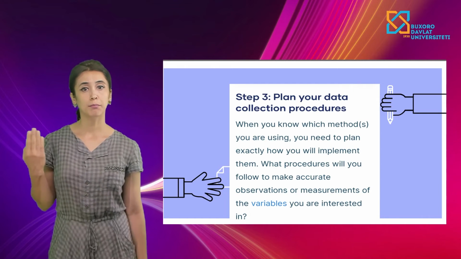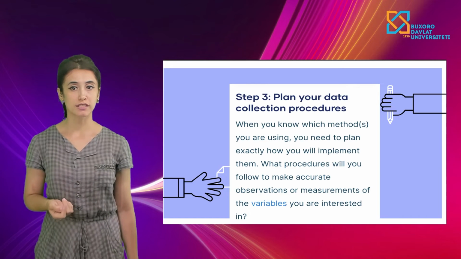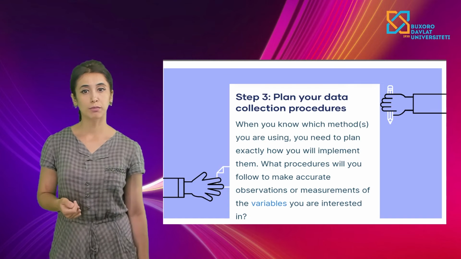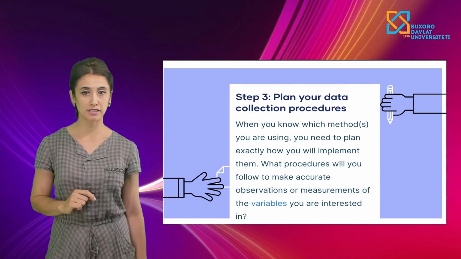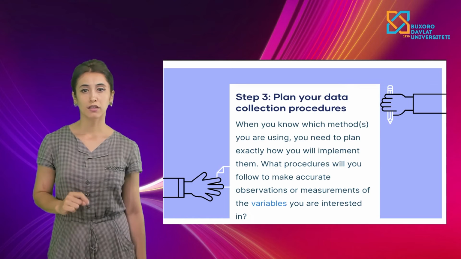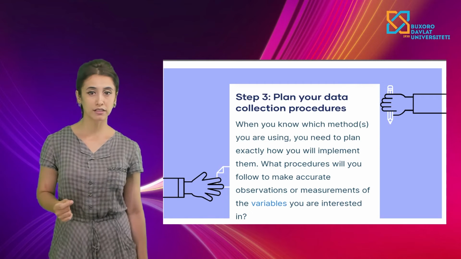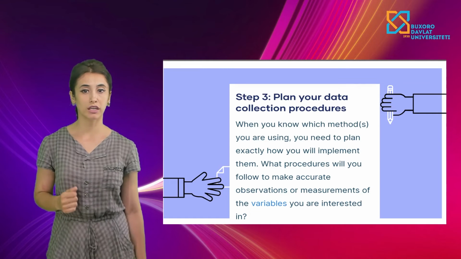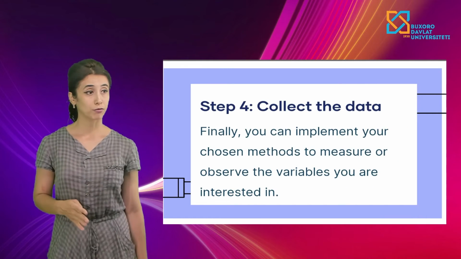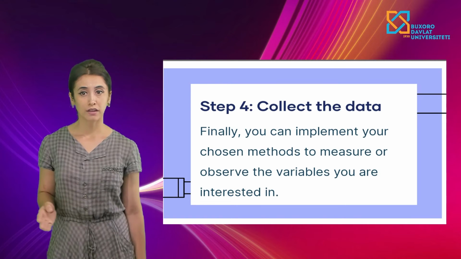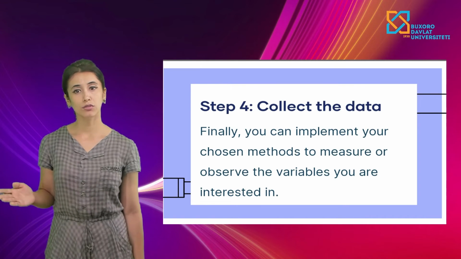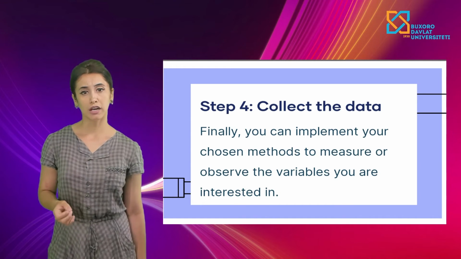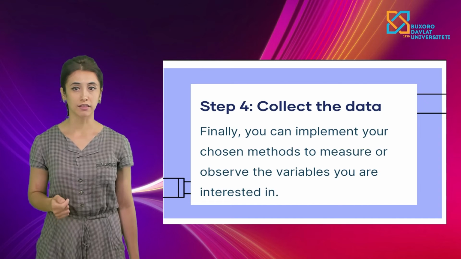Step 3. Plan your data collection procedures. When you know which methods you are using, you need to plan exactly how you will implement them, and what procedures you will follow to make accurate observations or measurements of the variables you are interested in. Step 4. Collect the data. Finally, you can implement your chosen methods to measure or observe the variables you are interested in.